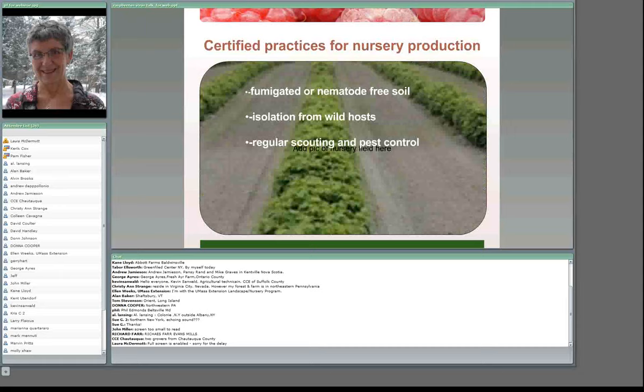Certified practices for nursery production include growing plants in fumigated or nematode-free soil, isolation from wild hosts, and regular scouting and pest control. So your nursery growers, plant growers, are going to a lot of extra steps to make sure that the risk of virus is very low in their fields.